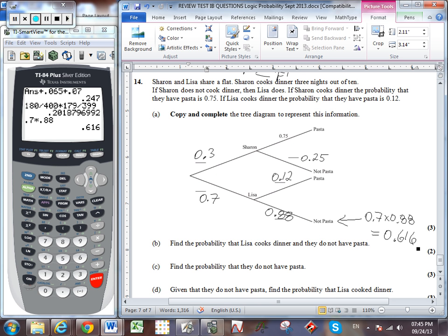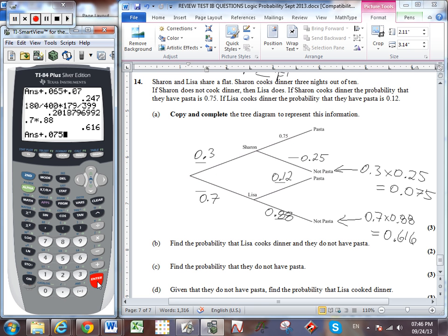Part C, find the probability that they do not have pasta. Well, we've already figured out part of this probability. There was a 0.616 chance of them not having pasta when Lisa cooks, but there's another way that we could not have pasta, when Sharon cooks. 0.3 times 0.25 gives you 0.075. So the total probability that they do not have pasta is going to be the sum of these two amounts, which gives you 0.691.